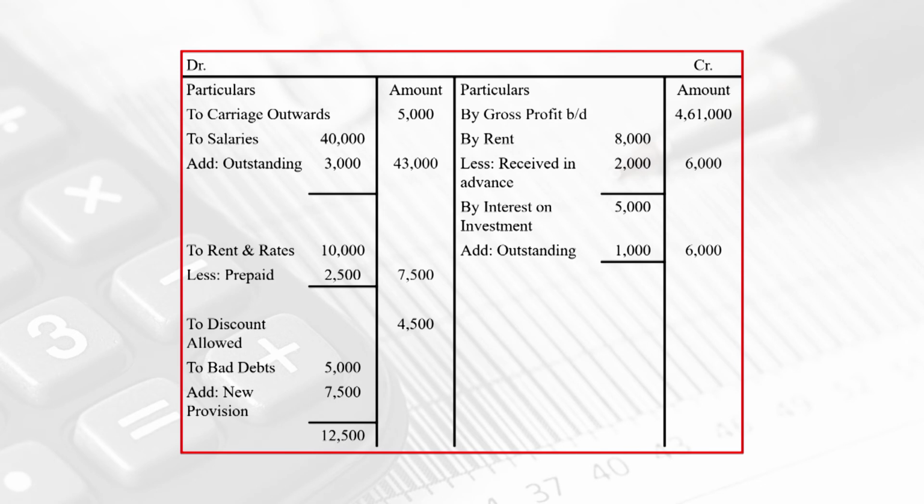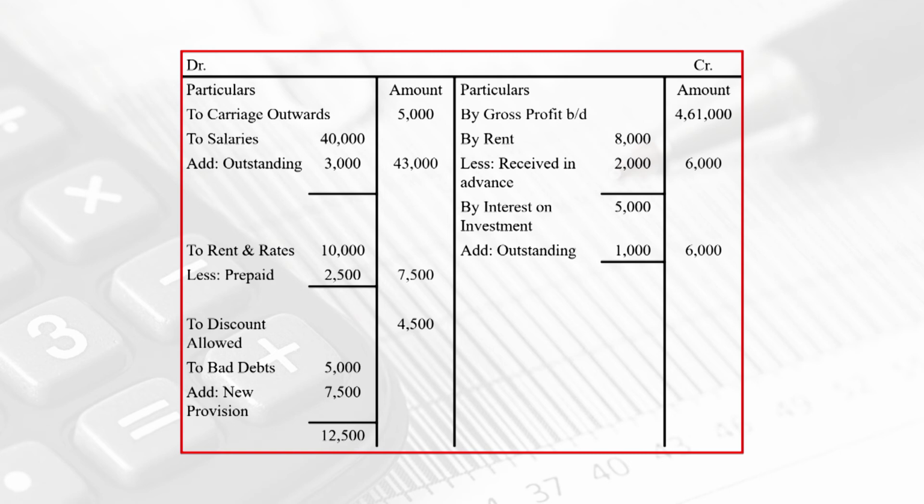Then by interest on investment, 5000 rupees. So it is provided inside the trial balance. Regarding this the adjustment is also given. So let's see what that adjustment is. Interest on investment outstanding, rupees 1000. So this we have to deal with. Yes, interest on investment 5000 was given and outstanding interest on investment 1000. So total it is 6000.